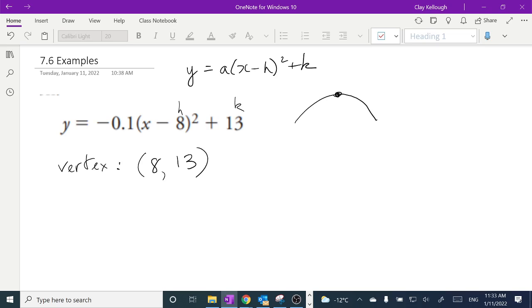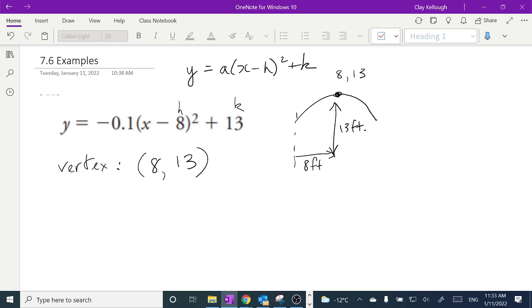The vertex is (8, 13), which means that we're 8 feet from where we started. I think we're measuring in feet here, right? Trying to imagine a 13-meter high shot, that'd be kind of high when the basket's only 10 feet high, and 13 feet off the ground. So there we go. That's what we know about this shot.